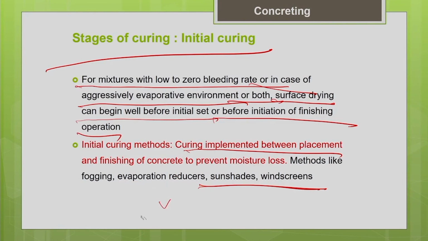So, basically we do this curing between the placement of the concrete and the finishing of the concrete, to prevent the moisture loss. As I told you, even before the start of the finishing process you can do the initial curing. I cannot apply water, but I can go for some windshades or sunshades, or I can do fogging, or I can spray the evaporation reducer chemicals on the surface of the concrete. These are just done to prevent the rate of evaporation from the surface of the concrete. This is called initial curing because we can do it even before the start of the finishing operation.